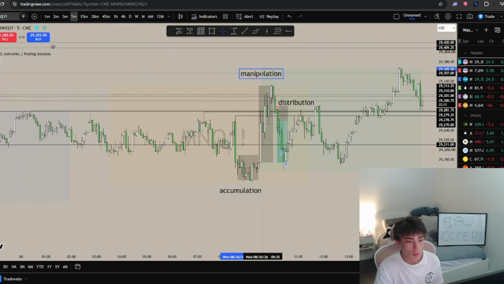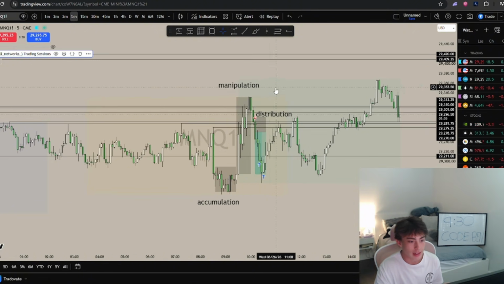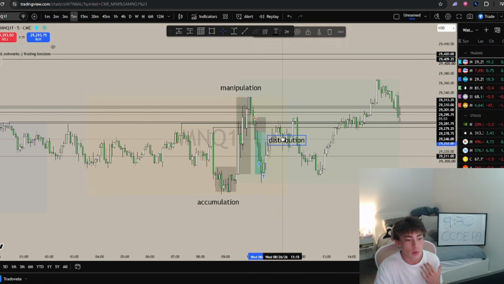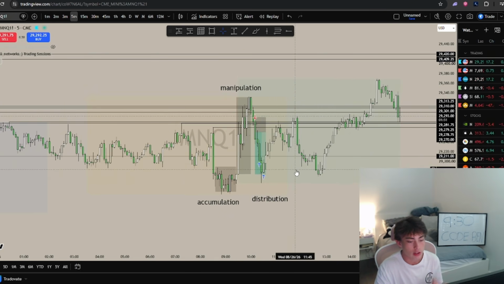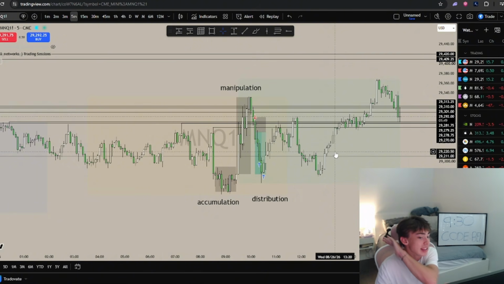We accumulate. What does price do until that 10 a.m. time frame? Macro, buff. It manipulates. Then what do we do? Look for bearish confluences to the downside in the proper time frame. Then we get that distribution all the way down to the draws in liquidity. It is that simple, guys. That is the only thing you need for 930.